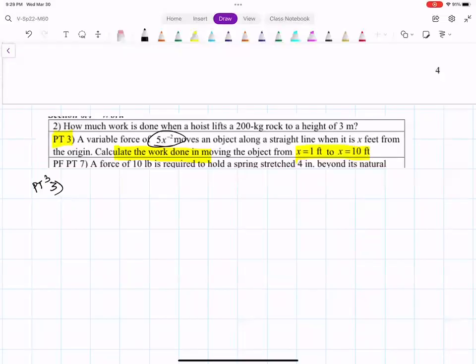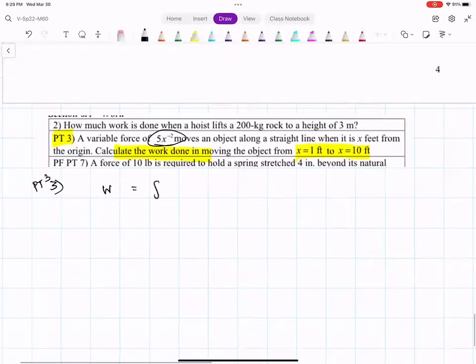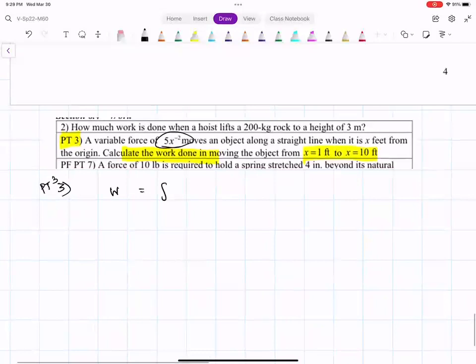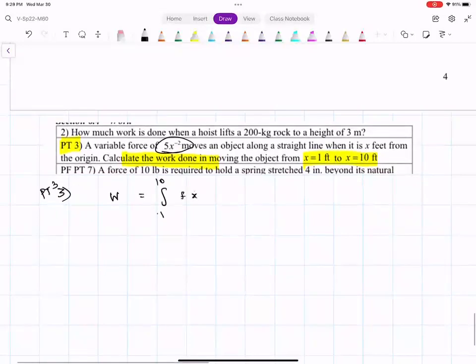So the force is varying, which is 5 times x to the negative 2. And then the question is, calculate the work done in moving the object from x equal to 1 to x equal to 10. So work done by the formula is integral a to b. So x varying from x equal to 1 to x equal to 10 feet. And the force f of x dx, force is given by 5 x to the exponent negative 2. So 5 can be taken out of the integral sign. It's x to the negative 1 over negative 1.